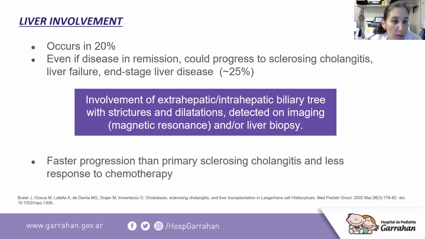So we reach the question of when do we indicate a transplant? In our series and in most of the published ones, the percentage of patients that actually need a liver transplant is close to 25 or 30%. This also has been mentioned before. So the clear definition of sclerosing cholangitis also has been mentioned before. And in this case, the progression is even faster than in primary sclerosing cholangitis, and it has less response to chemotherapy.